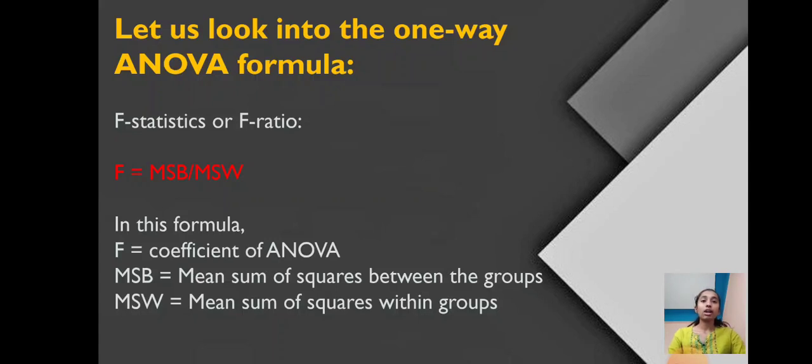And this is the formula for One-Way ANOVA: F statistic or F ratio. F is equal to MSB divided by MSW. In this formula, F denotes the coefficient of ANOVA, MSB is the mean sum of squares between the groups, and MSW denotes the mean sum of squares within groups.